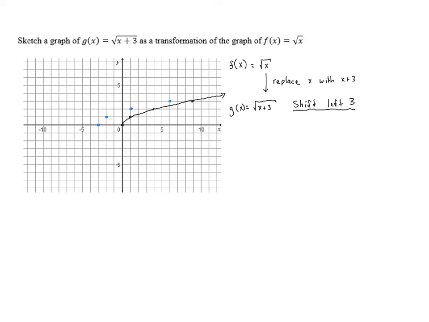So now that we have all of the key points for our transformed graph, we can connect the dots, drawing a nice curve, and that is the graph of g of x equals the square root of x plus 3.